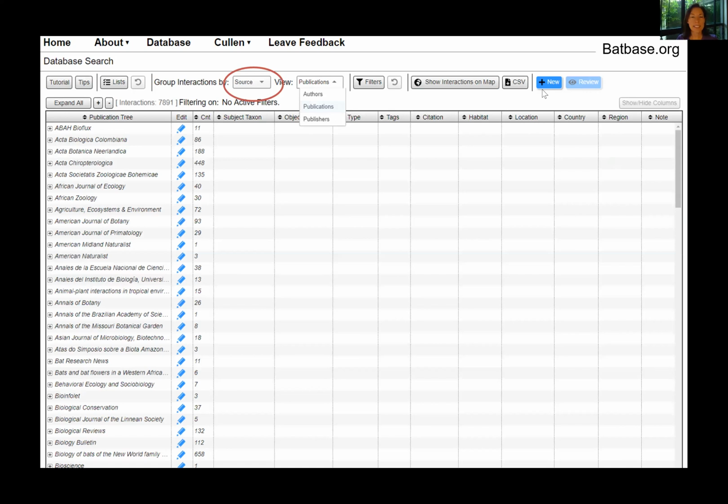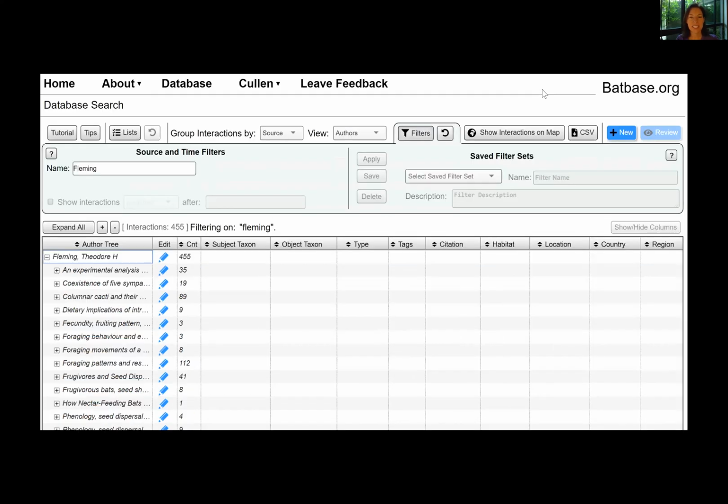So finally, you can filter by source. Say you really just want to know what's in the database by a particular author or from a publication, and because of the way it's set up, you can also search by publisher. Here I chose an author because that's a pretty normal thing for us to want to know. I chose Ted Fleming because I co-authored a paper with him, and he's also studied quite a bit about seed dispersal and pollination in the neotropics.